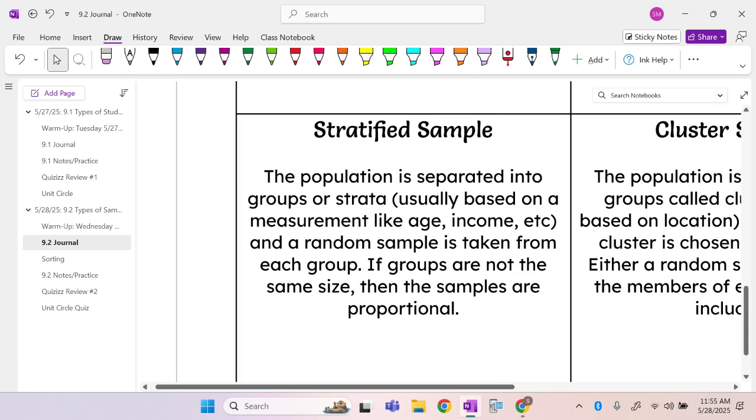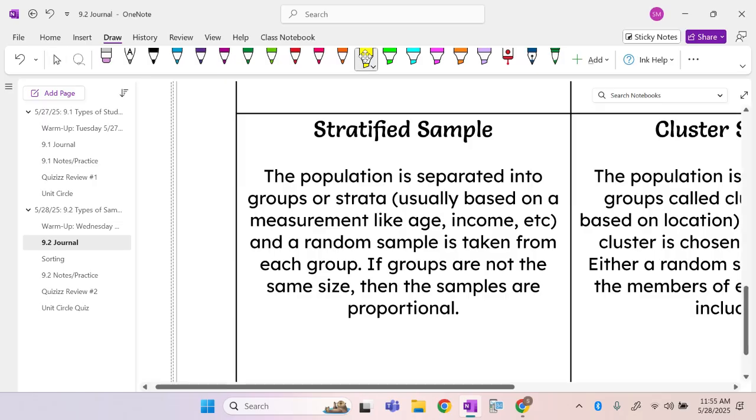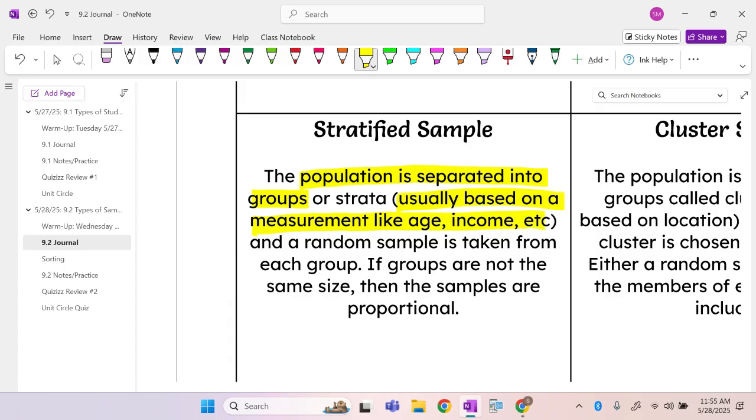Then we have these next two, which are very similar, but there are very minute differences, so pay attention. The next sample is a stratified sample, and all it is, is a population separated into groups or strata. It's usually based on a measurement like age, income, etc. And a random sample is taken from each group. If the groups are not the same size, the samples are proportional.